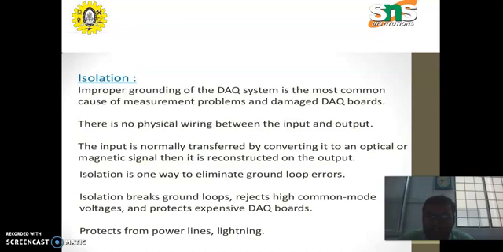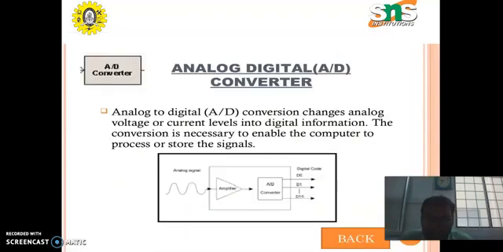And then isolation. Improper grounding of the data acquisition system is the most common cause of measurement problems and damaged DAQ boards. There is no physical wiring between the input and the output. The input is normally transferred by converting it to an optical or magnetic signal, then it is reconstructed on the output. Isolation is one way to eliminate ground loops. Isolation breaks ground loops, rejects high common mode voltages and protects expensive DAQ boards from power lines, lightning, etc.